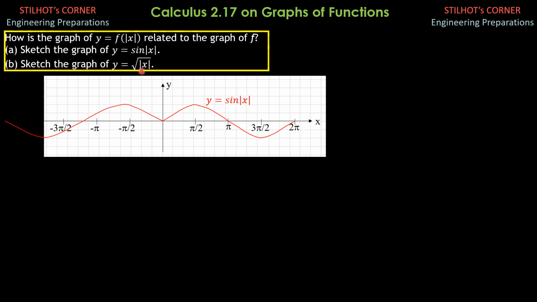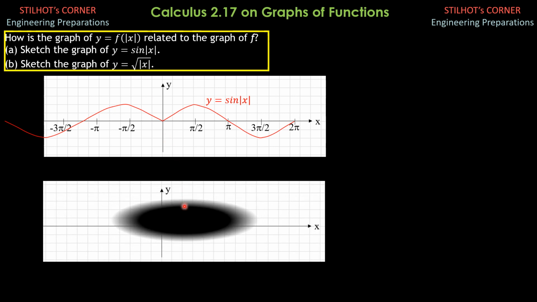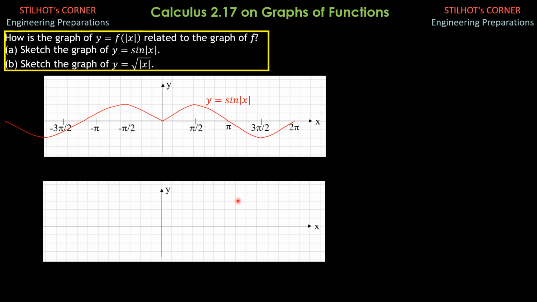Then for y equals square root of absolute value of x, remember y equals square root of x is the upper half of a parabola open to the right as shown. So that's y equals square root of x. Then for the graph of y equals square root of absolute value of x, we have this first pair and the other pair would be the reflection about the y-axis of this curve. So let's remove it and let's have now the two curves reflected about the y-axis. So this is y equals square root of absolute value of x.